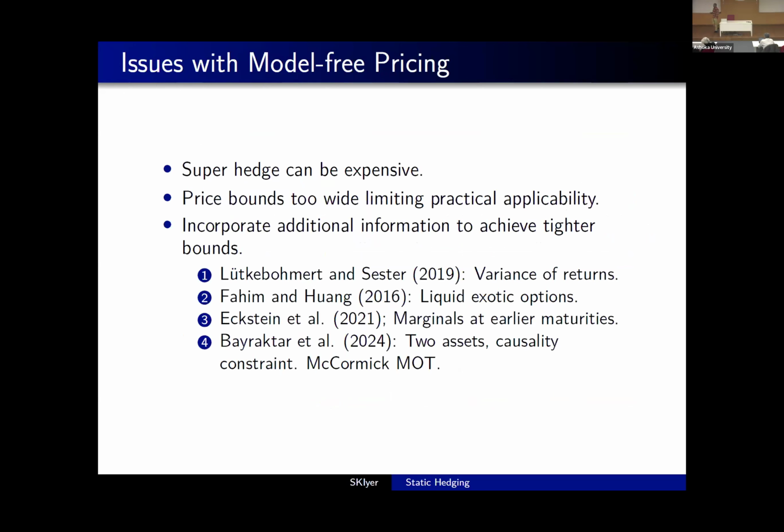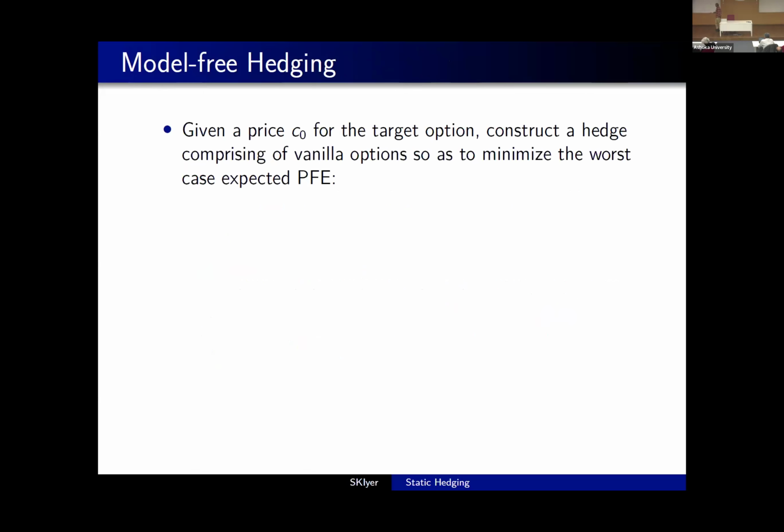When there are two assets, you can impose some causality constraint, and that leads to a more complicated martingale optimal transport problem, and then you can do certain relaxation called the McCormick relaxation, and you end up with something that you can actually solve. This also has been shown to reduce this price gap between the upper and the lower price bounds to some extent. So what we do is the following.